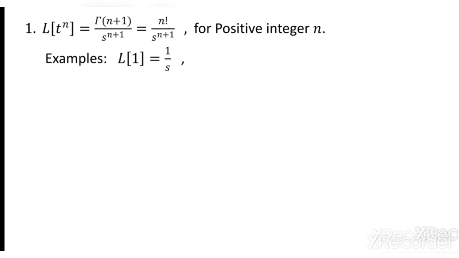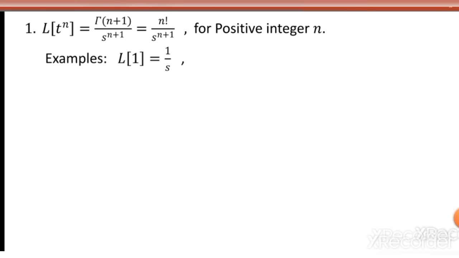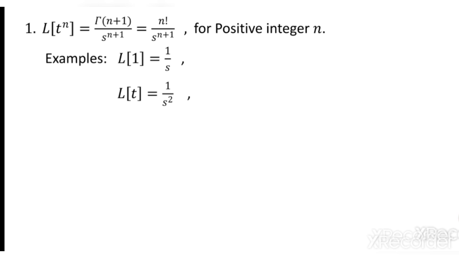So t power 0, that means 1. So where n is 0 now, what is the result? 0 factorial by s power n plus 1. So 0 factorial is 1 and s power 0 plus 1, that is s. So Laplace transform of 1 is 1 by s. Next, if I want t, what is Laplace transform of t? That is t power 1. So n is 1, substitute 1 factorial by s power 1 plus 1, s square. t power 4, likewise it gives 4 factorial by s power 5.